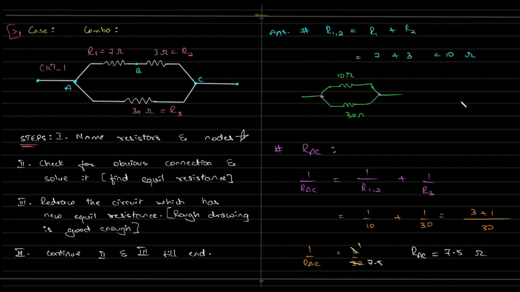So the final diagram will look like a single resistor with a resistance of 7.5 ohm. So this entirety can be replaced with a resistor which is equal to 7.5 ohm. This is between A and C.